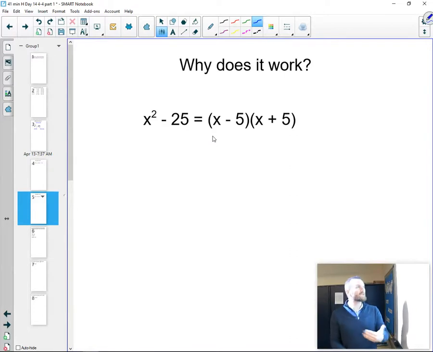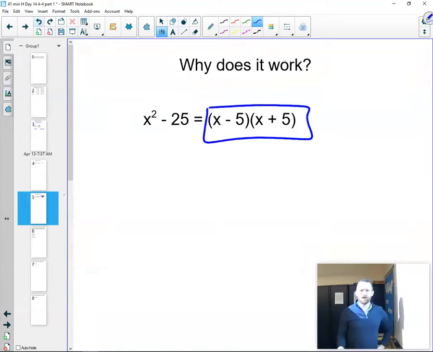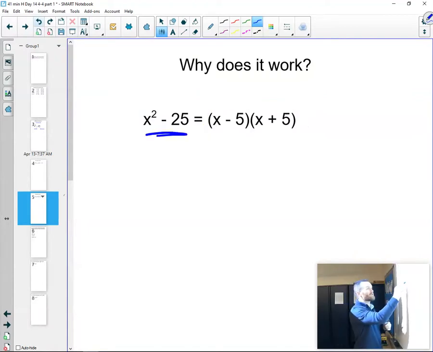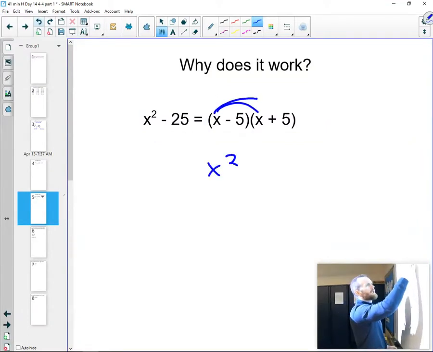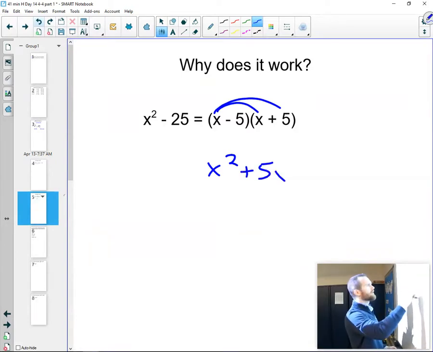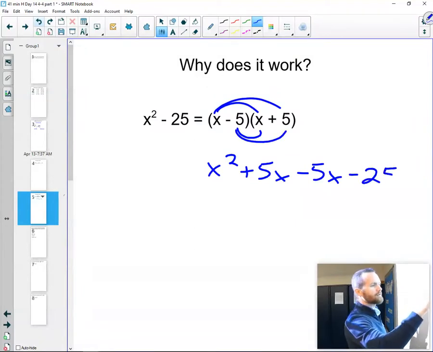Well, for this to work, we need to be able to distribute and get back to our original. But usually when we multiply two binomials, we end up with a trinomial. We end up with 3 terms. But now I'm claiming that when we multiply these two binomials, we're going to get to just another binomial. Let's see, why does that work? So let's distribute here. X times x is x squared. X times 5 is plus 5x. Negative 5 times x is negative 5x. And negative 5 times positive 5 is negative 25.